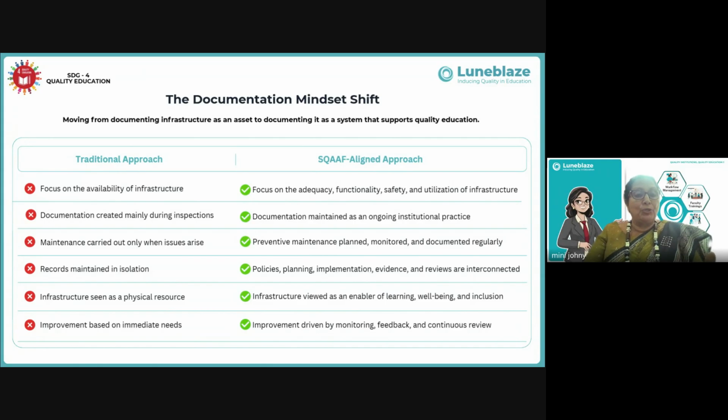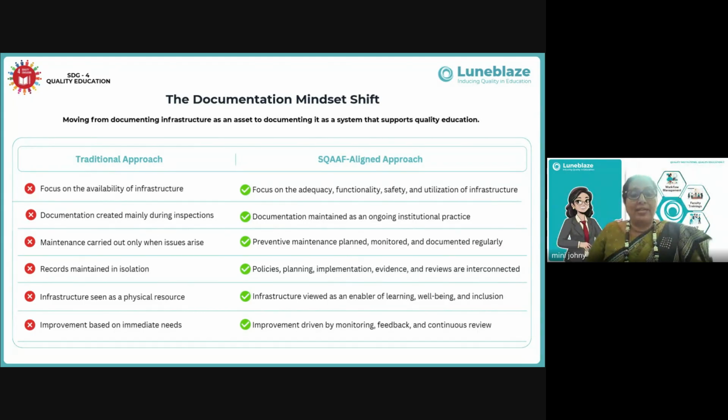And a traditional approach, you can see that documentation created mainly during inspections. But now, as per the SQAAF aligned approach, it is documentation maintained as an ongoing institutional practice. It is happening every day. That means how we take up lessons in a classroom every day, same way the documentation should happen in our SQAAF domain too. Maintenance carried out only when an issue arises.